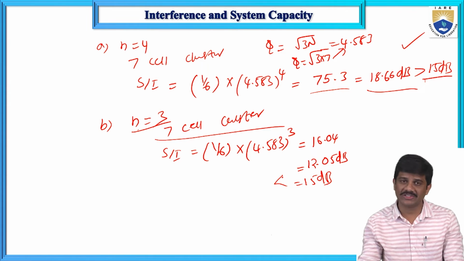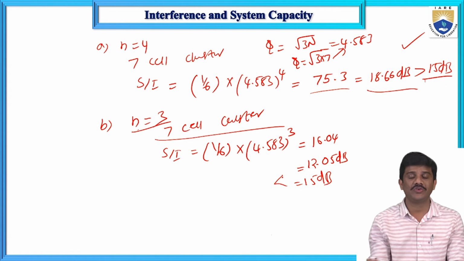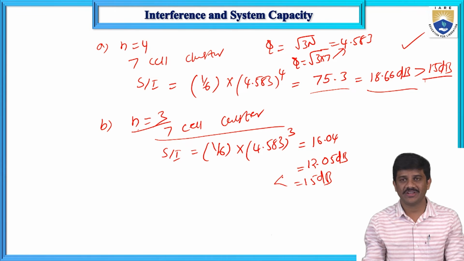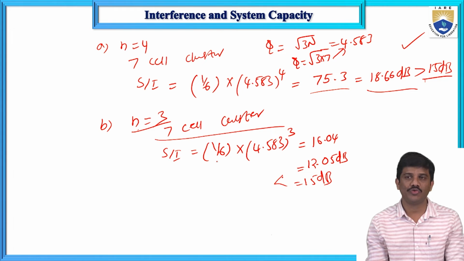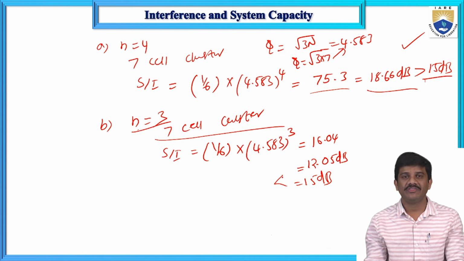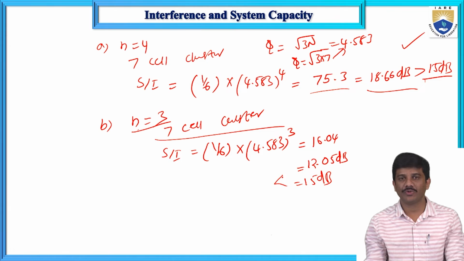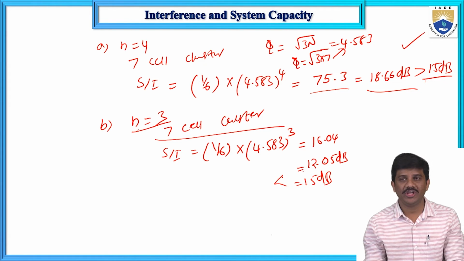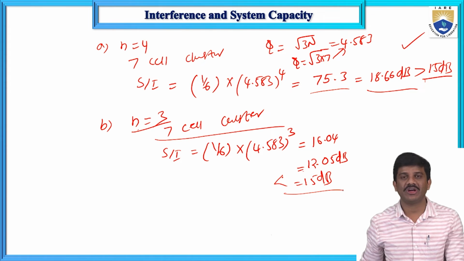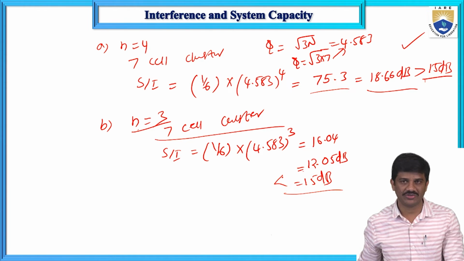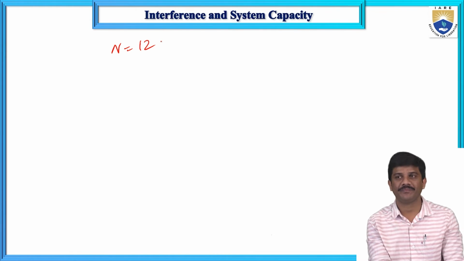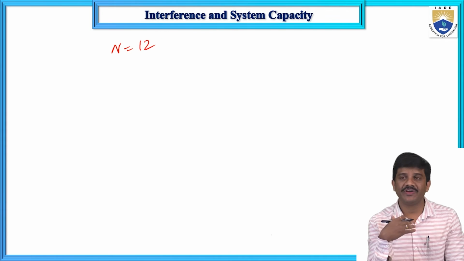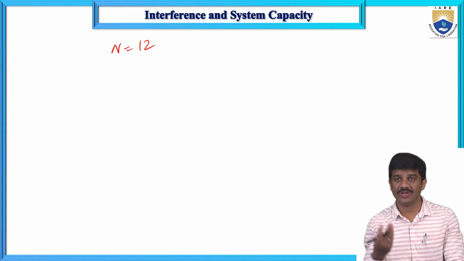Then the same thing, they asked for small n equal to 3, the 7 cell cluster size we can assume, then S by I equal to 1 by 6 into 4.583 whole power of 3, then we get the value 16.04. Okay, we are converting to dB, that is having 12.05 dB. This is not satisfactory to the required signal to interference ratio. Then we can go with capital N equal to 12. Otherwise, if it is not satisfactory, then we can go with N equal to 13.